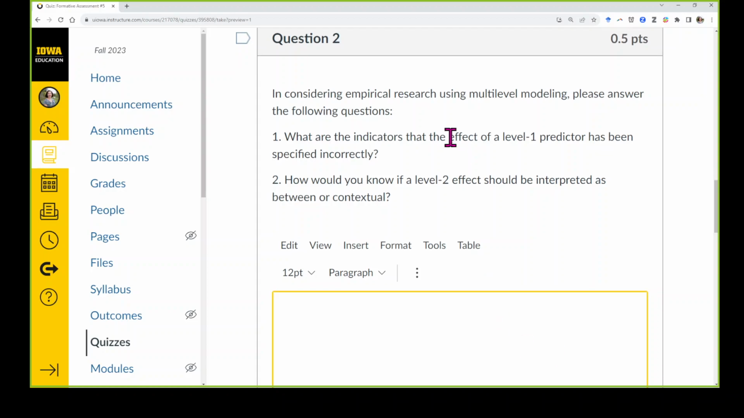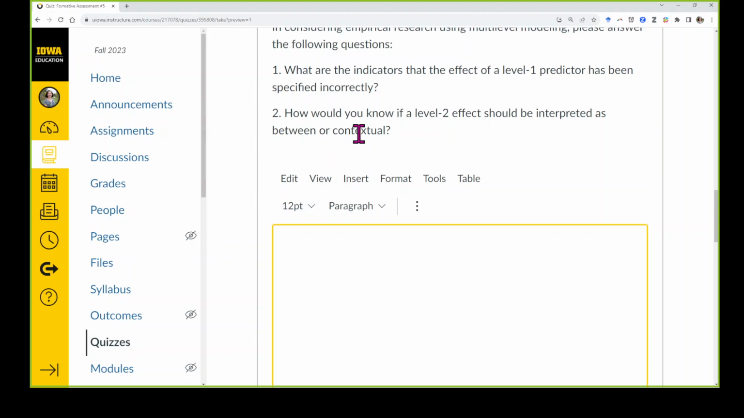All right, this next one, easier question. How do you know if a level 2 effect should be called between or contextual? First off, what's the difference? Controlling or not controlling for the level 1 variable? Yep. Controlling versus not controlling for the level 1 value of the same variable. Which one controls? Contextual. It's contextual.